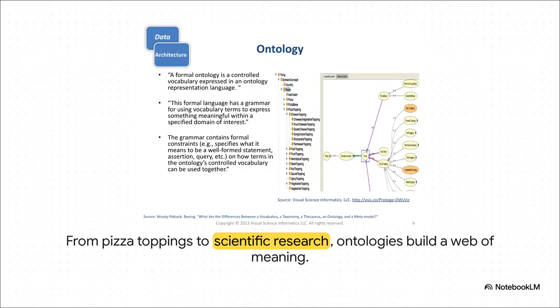Now, this pizza topping ontology is a really fun way to get your head around the concept. It defines what a topping is, that mozzarella is a type of cheese, that pepperoni is a meat topping, and so on. But this exact same principle is used for unbelievably serious things, from powering complex scientific research to literally forming the brains of artificial intelligence systems.